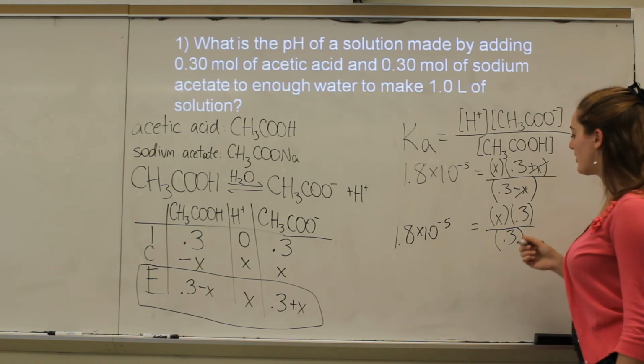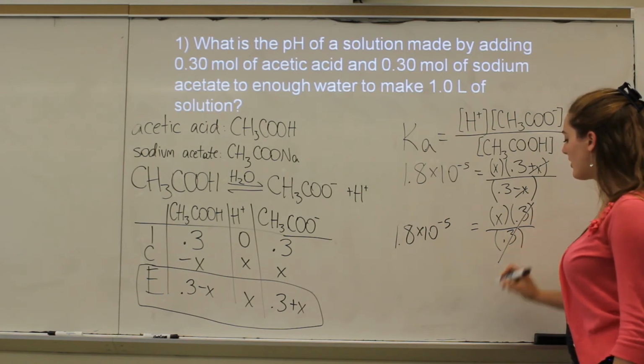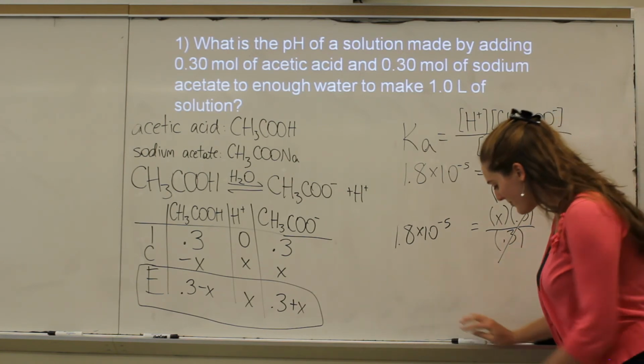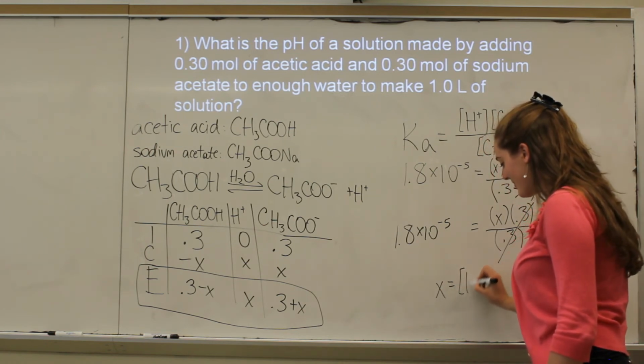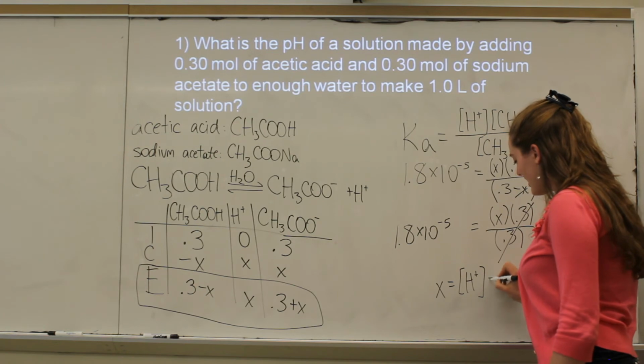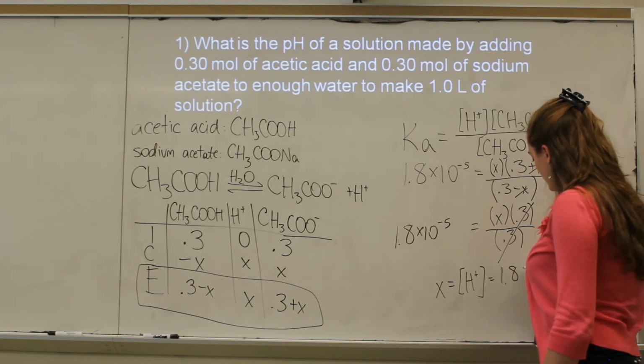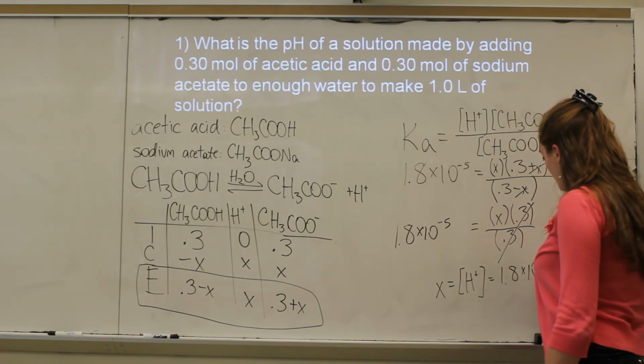And so now solving for x, these two terms cancel out, and we know that x, or the concentration of hydronium, is 1.8 times 10 to the negative 5 molar.